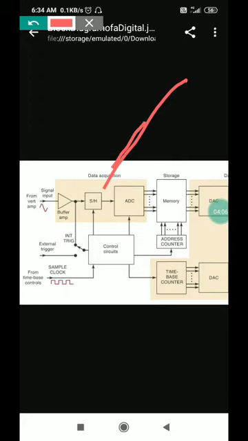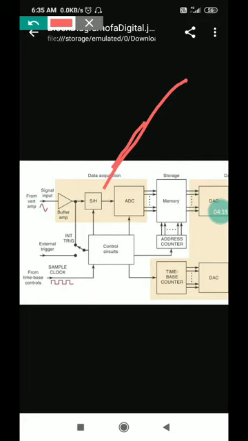In the sample and hold circuit, it simply takes the samples of the signal. Samples means points of the signal. If there is a sine wave, it will take 100 samples of the sine wave, or it may take more than 100 samples as per the setting and specification of the instrument. The more the samples, the better the measurement. So the sample and hold circuit will take the samples and give them to the ADC.